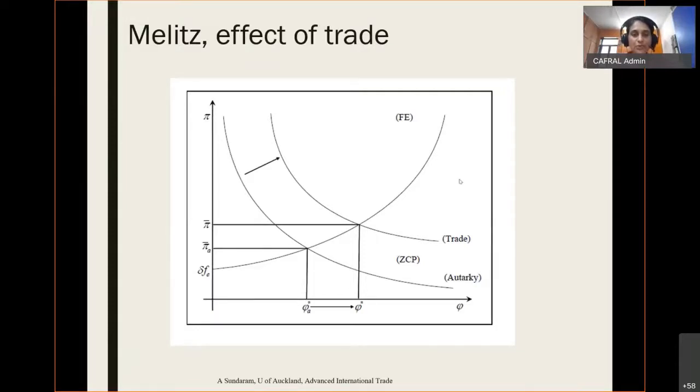Now, what does that do to the equilibrium? To the equilibrium, you're going to see an increase in phi star and an increase in the average profit pi. And when we say the phi star goes up, what does that mean? Earlier, you had the autarky phi star. Now, the autarky phi star has gone to the right. That means the threshold cutoff productivity has increased. If the threshold cutoff productivity to produce goes up, that means you're going to have exit, because all the firms in between those are going to exit the market because they've no longer made that threshold, right?